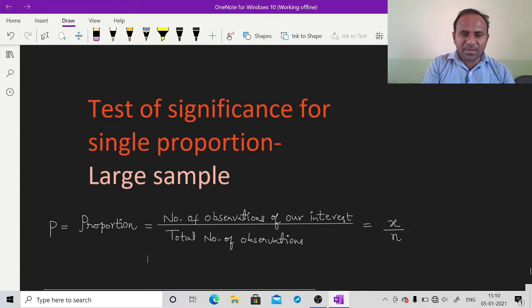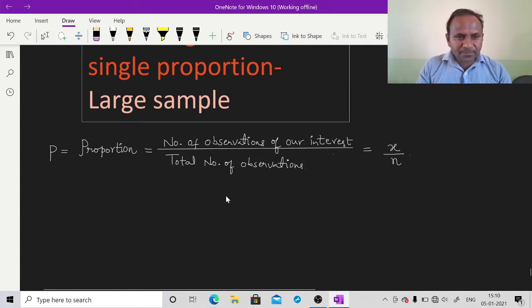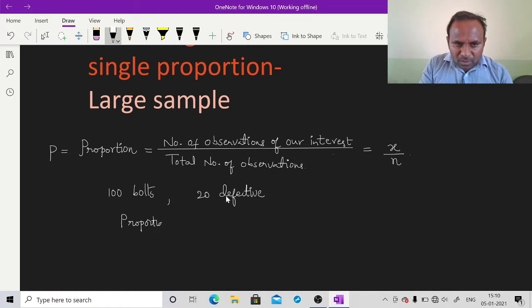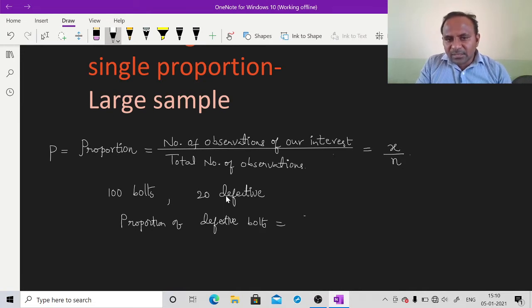So what does this mean? I'll be giving you an example for this. Suppose there are 100 bolts of our interest, out of which there are 20 bolts which are defective. There are 20 defective bolts out of 100. Suppose you want to find the proportion of defective bolts. The proportion of defective bolts will be the number defective out of the total number of bolts, which is 20 over 100.